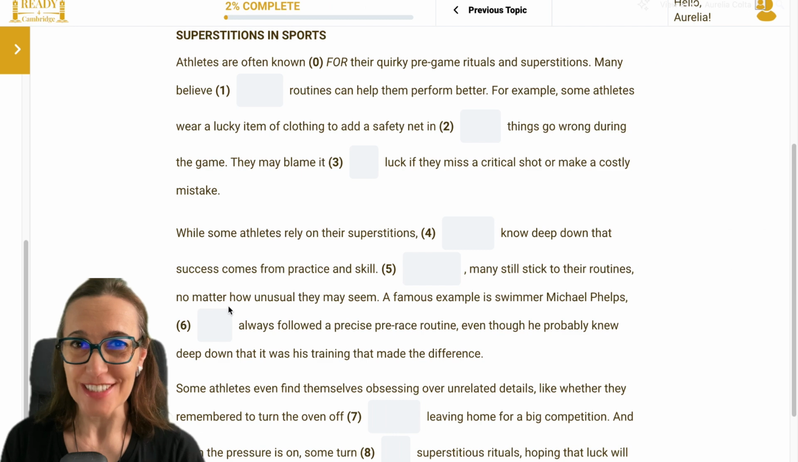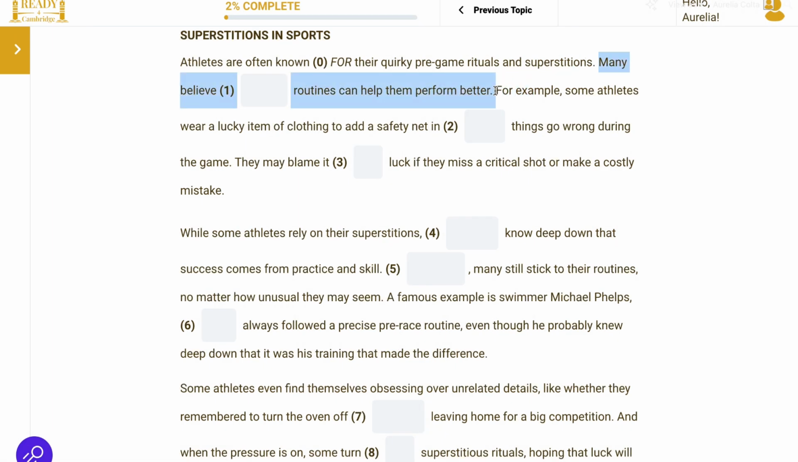So let's do it. Many believe routines can help them perform better. What kind of word fits before routines? It must be a determiner, right? That refers to something specific. Many believe these routines, yes, these must be right as it refers to the routines mentioned in the sentence before, these quirky pre-game rituals and superstitions. So, these must be the word we need.